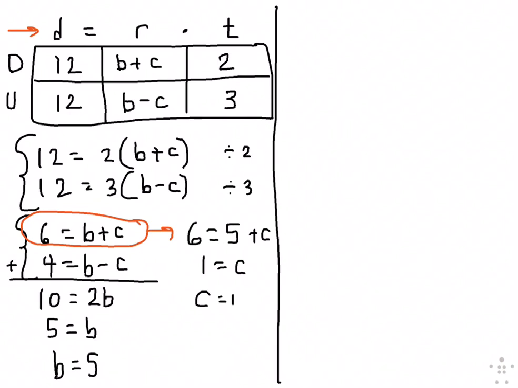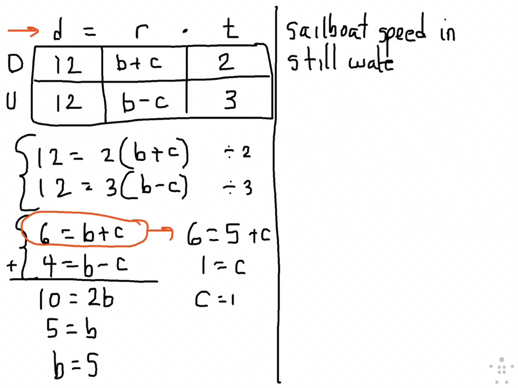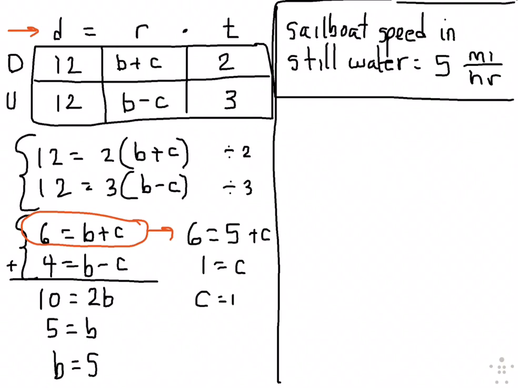So this was a sailboat. Sailboat speed in still water, you must put that in, right, equals 5, and the units for this were miles per hour. Miles per hour. So there's the sailboat speed, right?